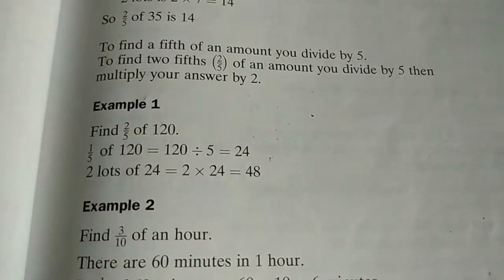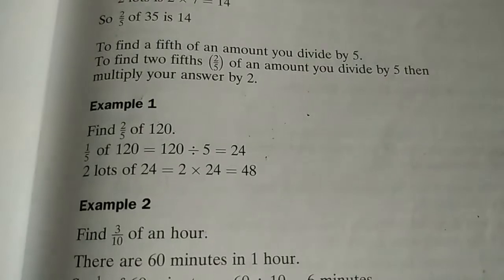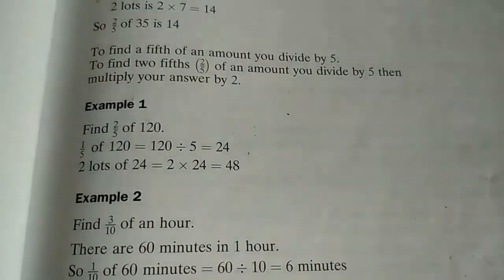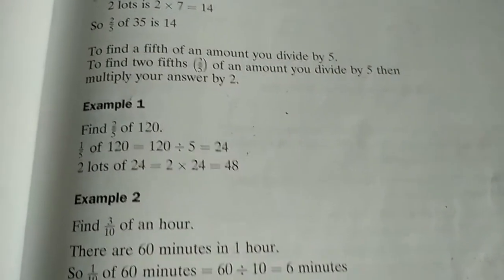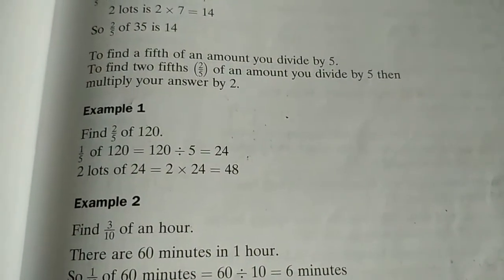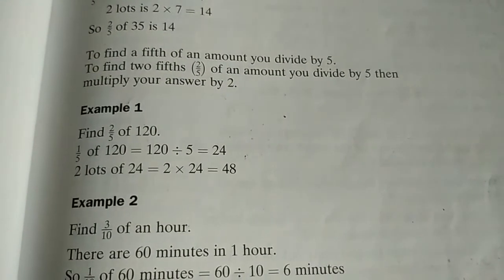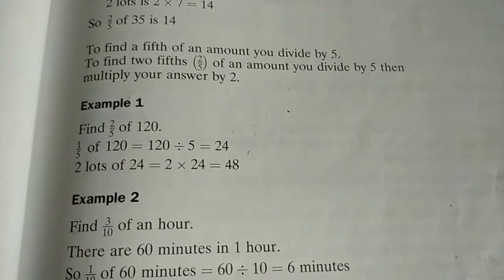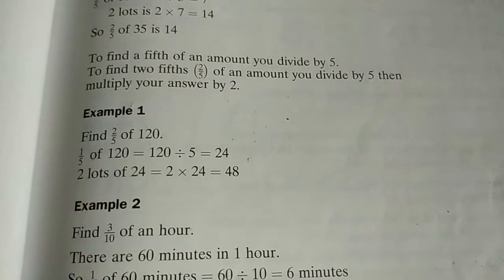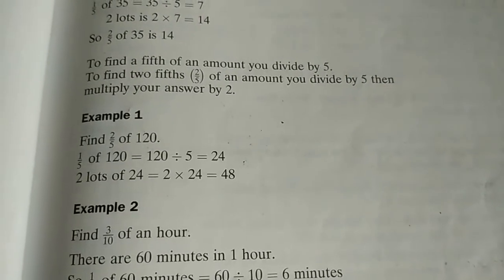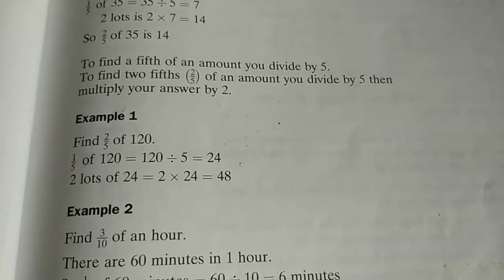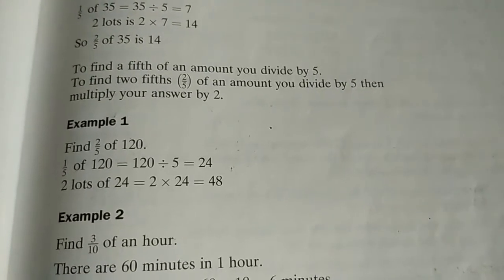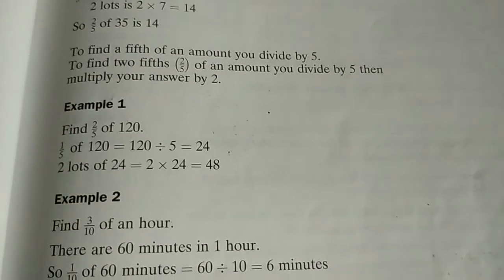Now, on the numerator side we have 2. If you look at the example, the question is 2 by 5 of 120. So here 2 is the numerator and 5 is the denominator. As 5 is the denominator, that's why we have divided 120 by 5. So 120 divided by 5 is equal to 24. Now we have the numerator 2, and the relationship between the numerator and the number 120 is multiplication. So 2 multiplied by 24 is 48.